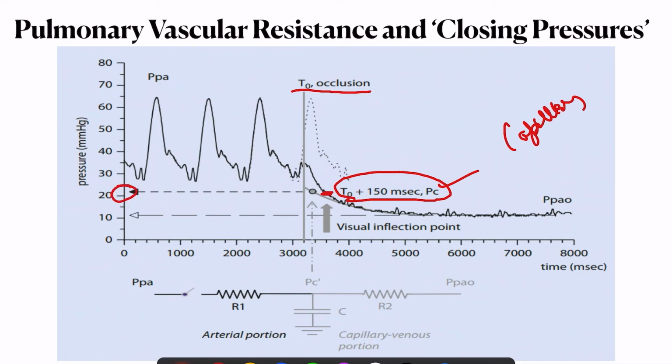The other method is there are two phases of this decline. Once there is an occlusion, there is a first rapid phase, which is because of the resistance, and then a capillary phase, which is the slow phase. So visually, if we want to calculate, we have to find the inflection point. From there, we draw a line back to the T0. There, the intercept will give us the capillary pressure for the pulmonary bed.